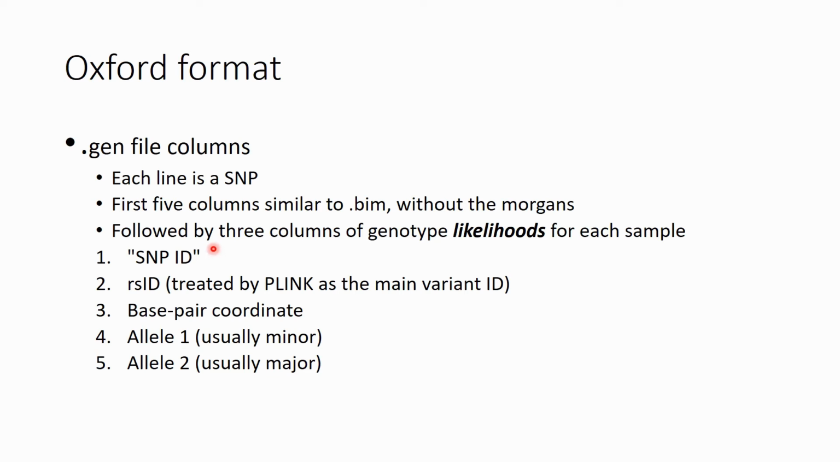But also, this is the reason why the SNP ID is in quotation marks here. So this is basically the chromosome. The second one is the RSID, or the variant ID, or the PLINK name, basically. The third one is the base pair coordinate. And then it is followed by allele 1 and allele 2. But then what is very interesting is that these 5 columns are followed by 3 columns for each individual, indicating the likelihood of a genotype for each sample.